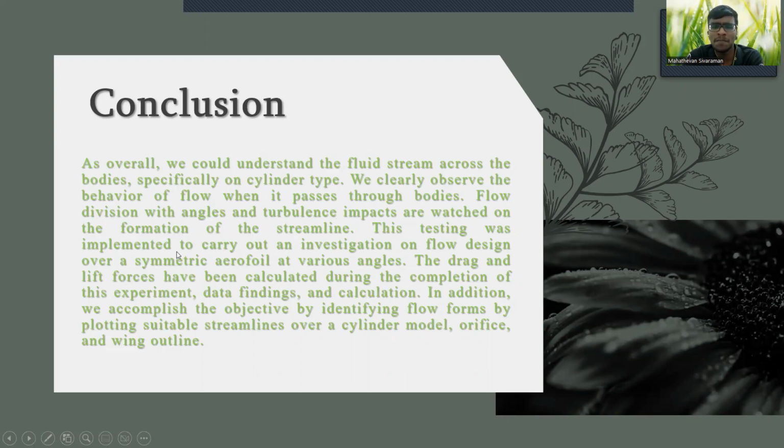This experiment was carried out to investigate the flow design of a symmetric aerofoil at various angles. The drag and lift forces were calculated during the completion of this experiment, along with data findings and calculations. In addition, we accomplished the objective by identifying flow forms by plotting suitable streamlines over a cylinder, model orifice and finally wing profile. So that's all from me.